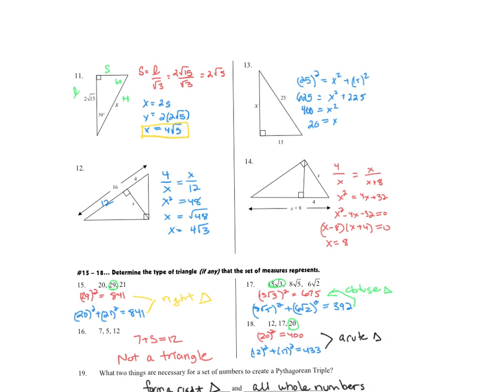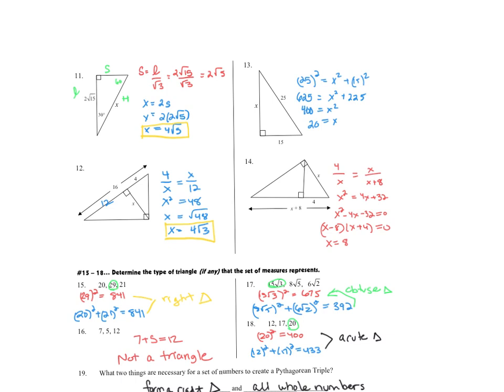For number 12, if this is 16 and this is 4, this must be 12. And so we're looking at this x, which is the altitude. So we could do a geometric mean with an altitude. There's our x's. Cross multiply and square root, we're able to take out a 16 there. And so we are going to make that 4 times the square root of 3.